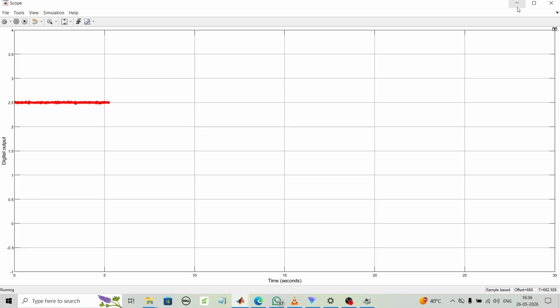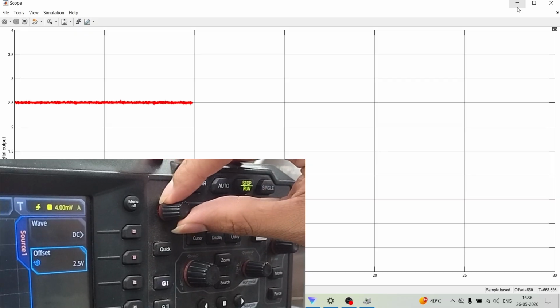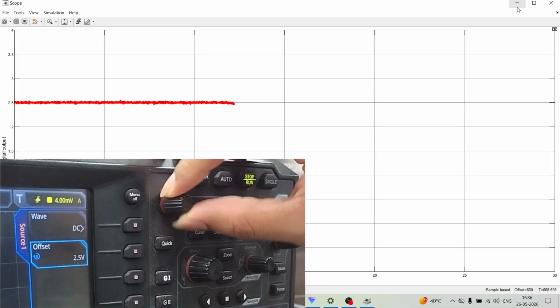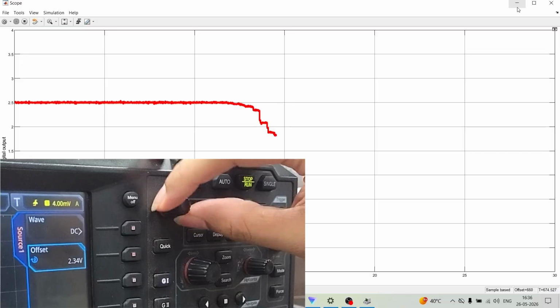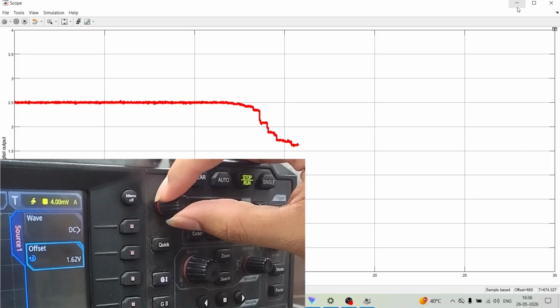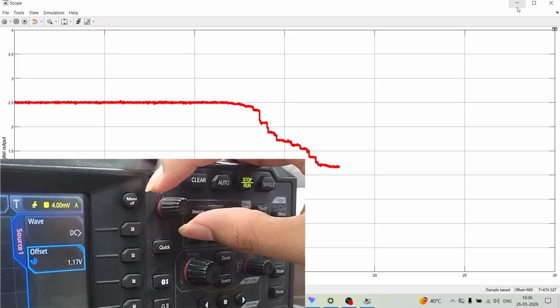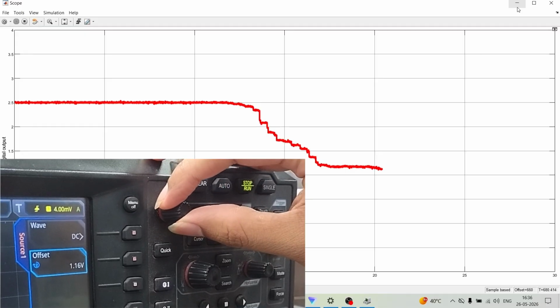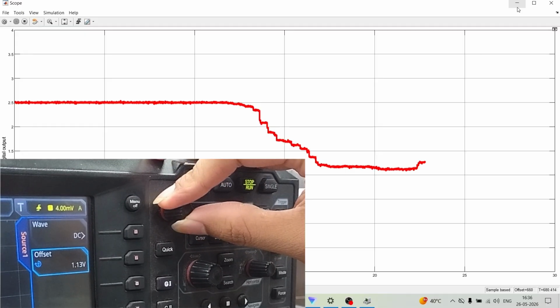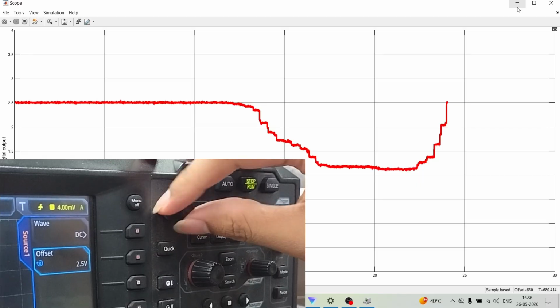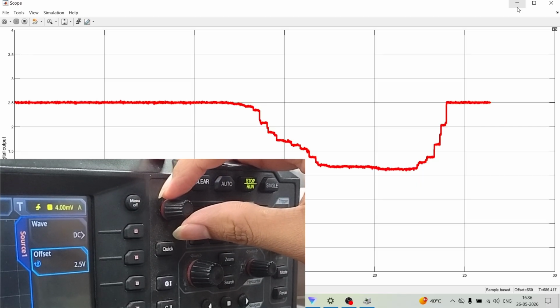Now, instead of testing fixed voltage values, I will rotate the knob and vary the input voltage continuously. Here, the scope is showing the converted voltage value. When I reduce the voltage, you can see the scope value also coming down. Now, when I increase the voltage, the scope value is also increasing. This shows that the voltage conversion is happening in real time.